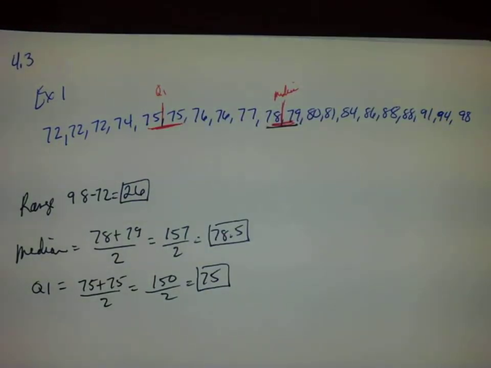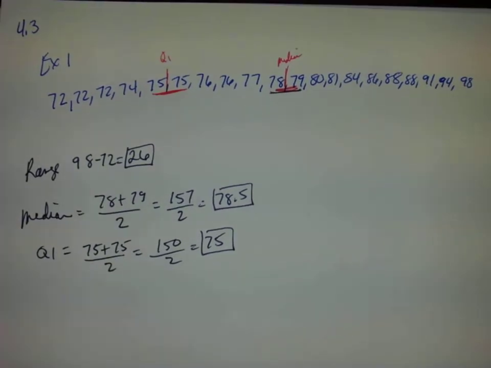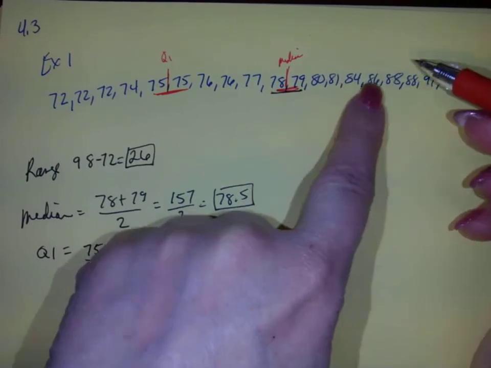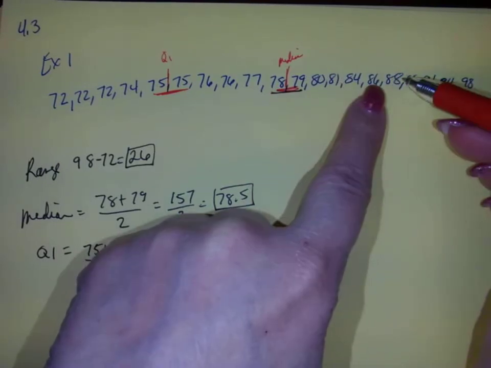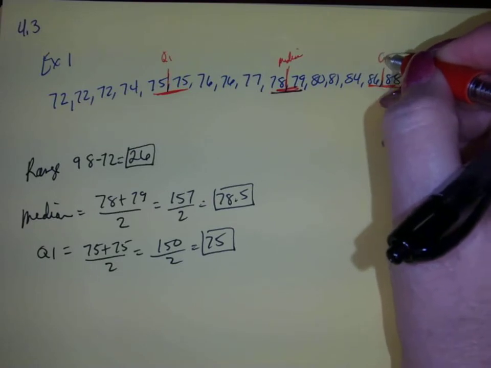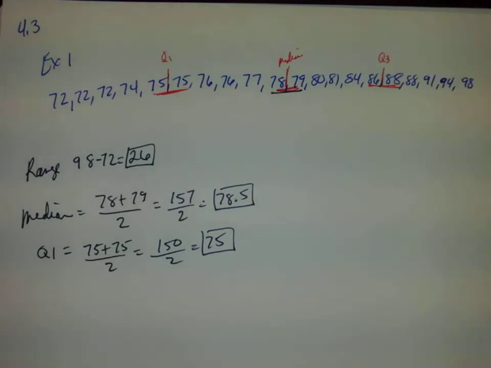Now I need to go find my quartile 3. So again, I have 10 numbers. So divide by 2 is 5. 1, 2, 3, 4, 5. 1, 2, 3, 4, 5. That gets me these 2 numbers. So my quartile 3 is going to be there.